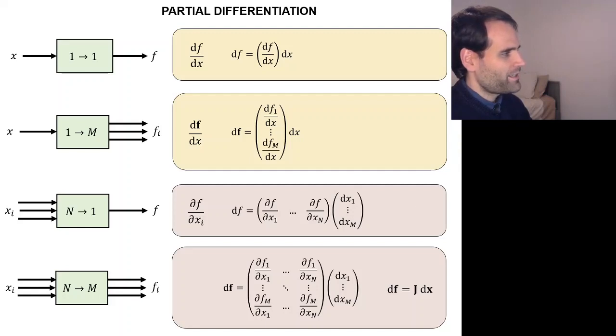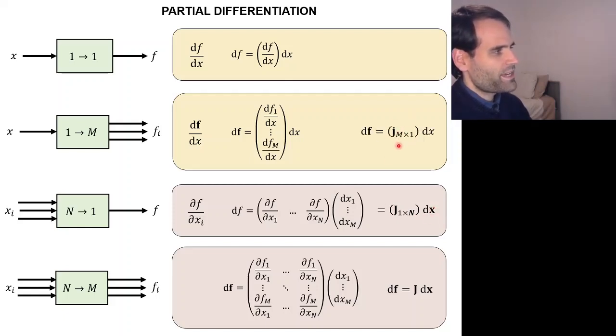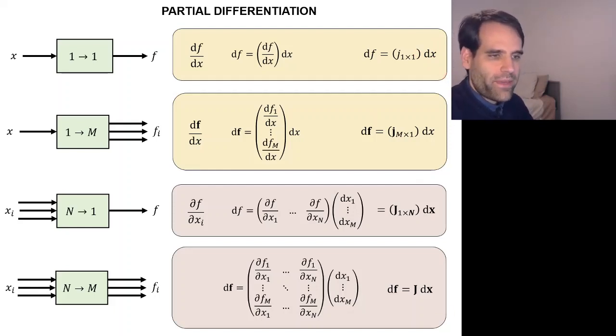So that's what I'm writing here, that this is a Jacobian matrix with size 1 times n times the vector dx. This is a Jacobian matrix with size m times 1 times the scalar dx. And this is a Jacobian matrix of size 1 times 1 times the scalar dx. Okay? So that is the Jacobian matrix. And it's the most general way to talk about derivatives for functions that have many inputs and many outputs.